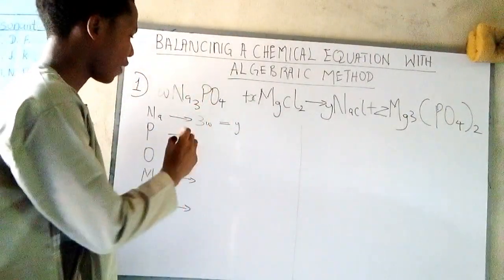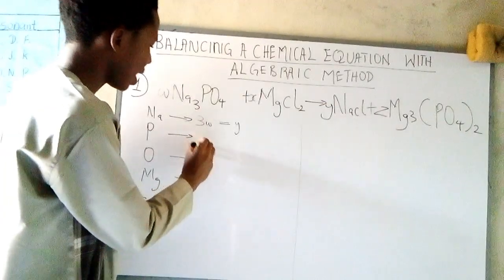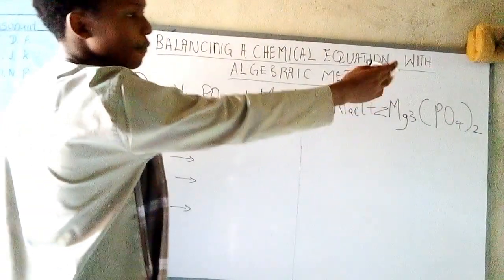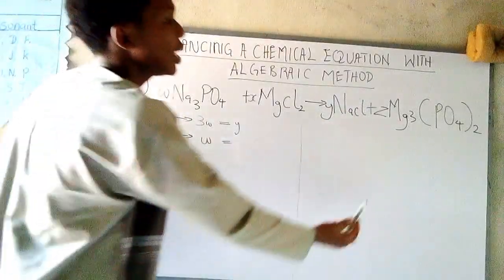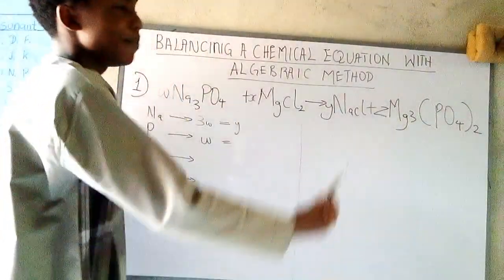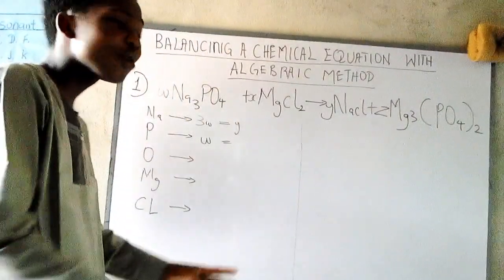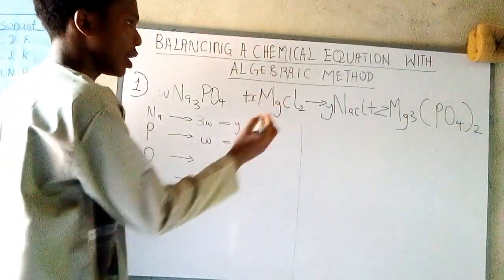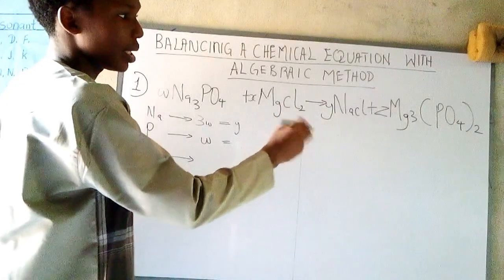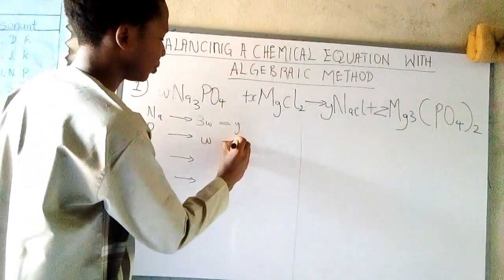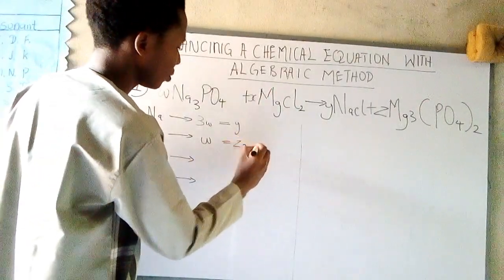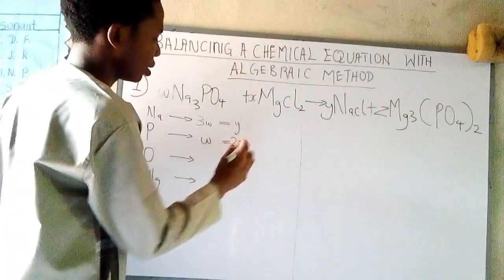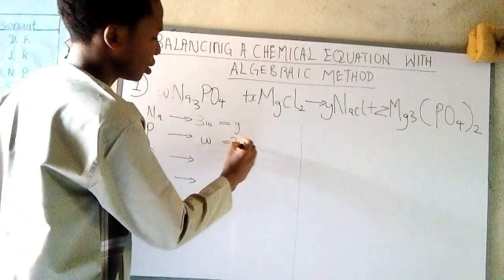Now let's move over to phosphorus. How many phosphorus do we have? We have phosphorus to be 1. So we now have W equal to what? How many phosphorus? Actually it's 1 phosphorus, but based on the bracket it is under the influence of 2. So 2 multiplied by 1 is 2. We have 2Z. It's written like this, 2Z.